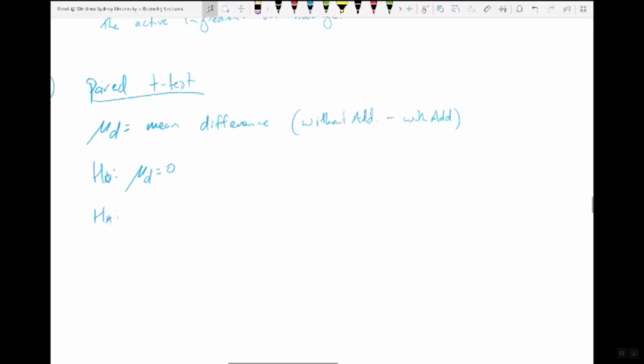If you change the difference to being with additive minus without, you'd have to swap that sign over. You'd be looking for a positive difference. So it depends how you define it. You just have to be careful. Paired t-test, we've already decided that the paired t-test is the most appropriate one, so you just need to pick out the p-value from that. That's all it is, 0.001231.